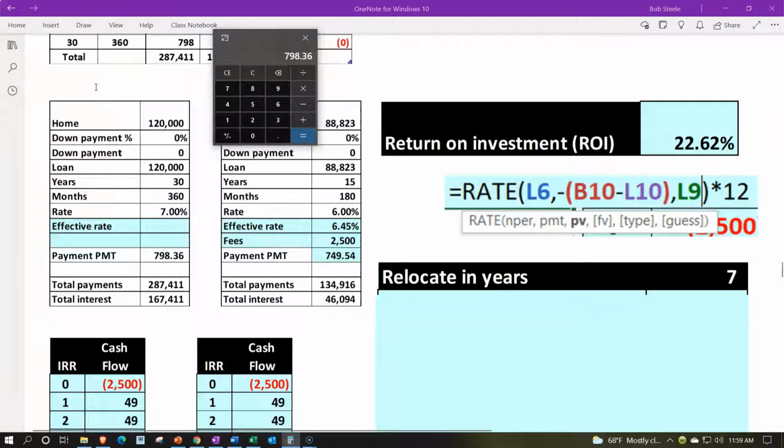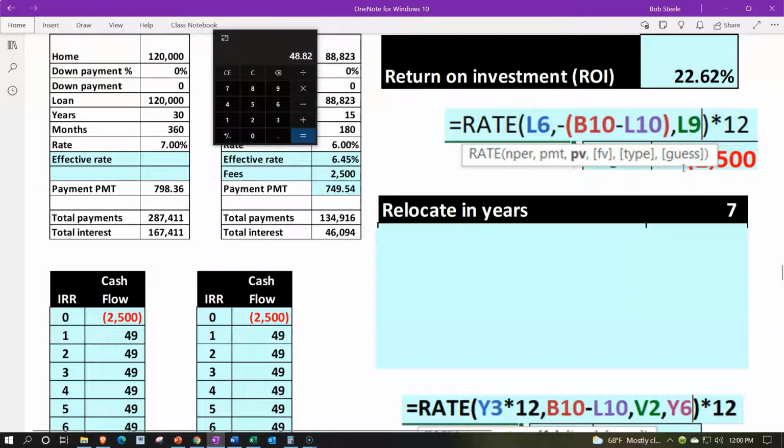798.36 minus the 749.54, 48.82, and then comma, the present value then being the 2,500, and then that would give us the monthly amount. So we close it up and multiply the entire thing times 12 to get the yearly amount, and then we got an ROI of the 22.62.